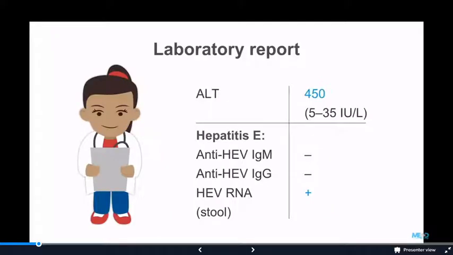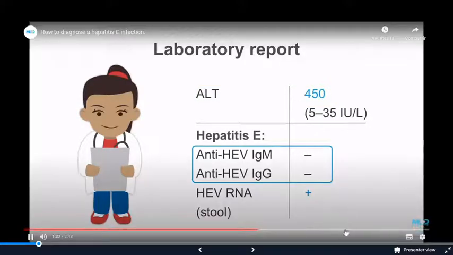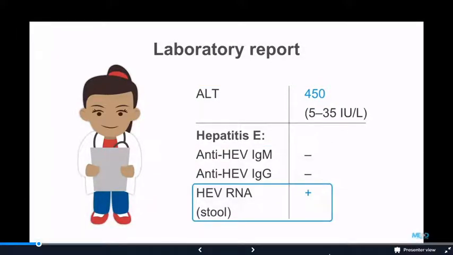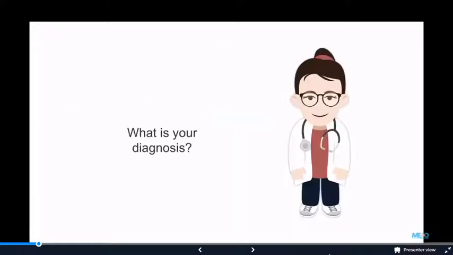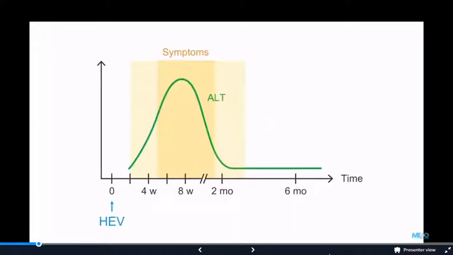We can see that his liver enzyme function is significantly elevated. His anti-HEV antibodies are negative. However, the lab detected HEV RNA in Pete's stool. What does that mean? Since we know that Pete is taking immunosuppressive medication, we should consider this in interpreting his lab results. We know that immunocompromised patients can have problems producing antibodies to the virus. So in Pete's case, it is essential to measure RNA.